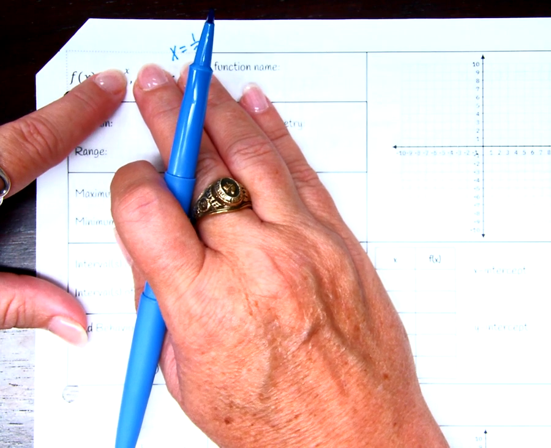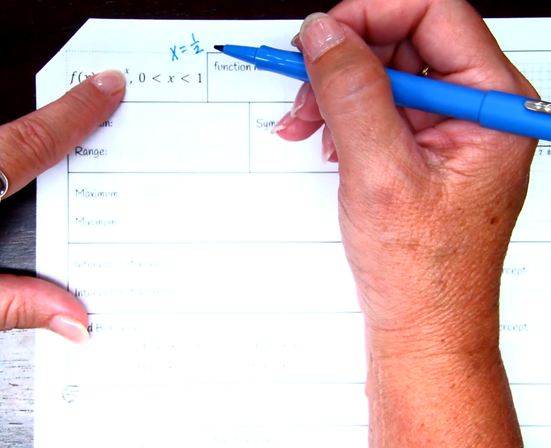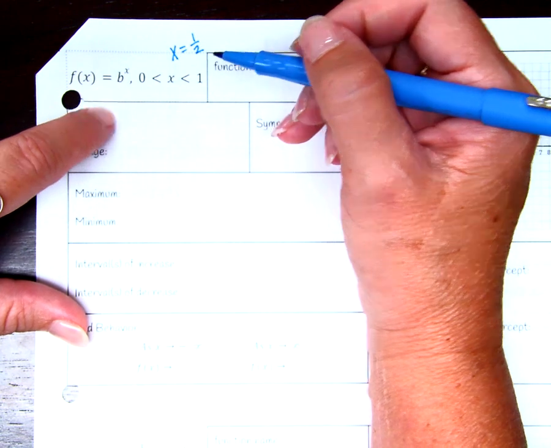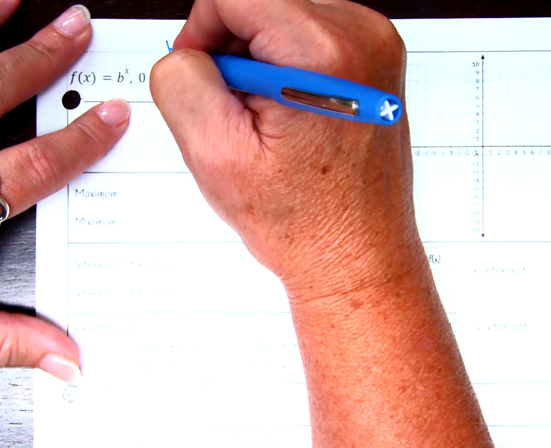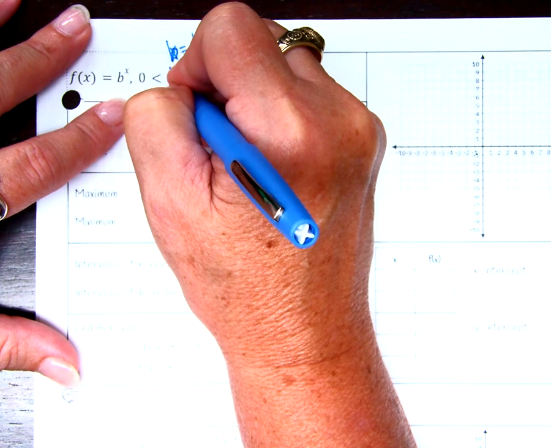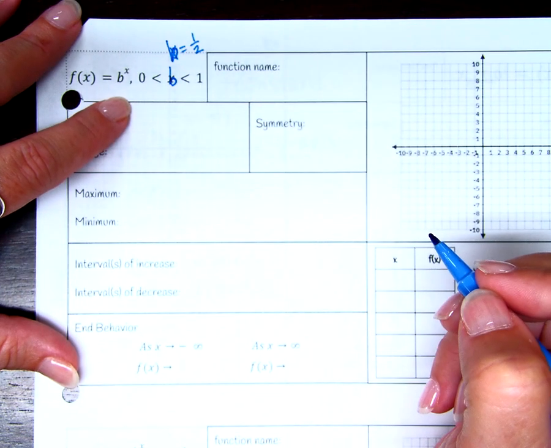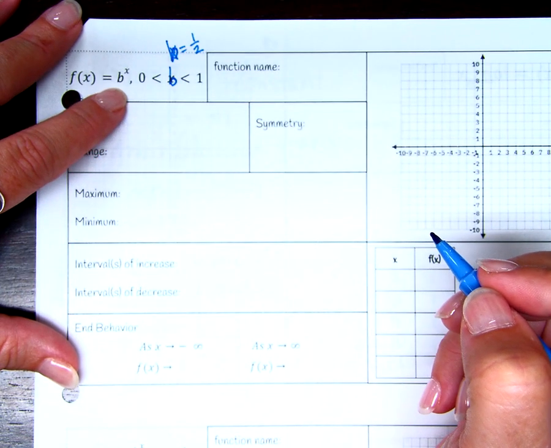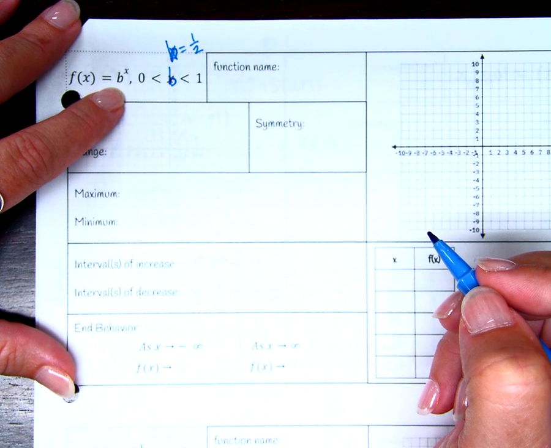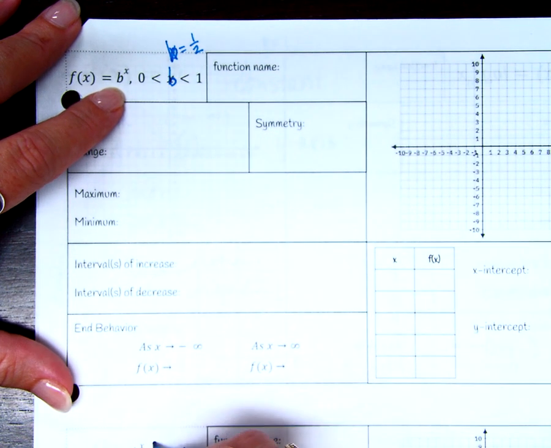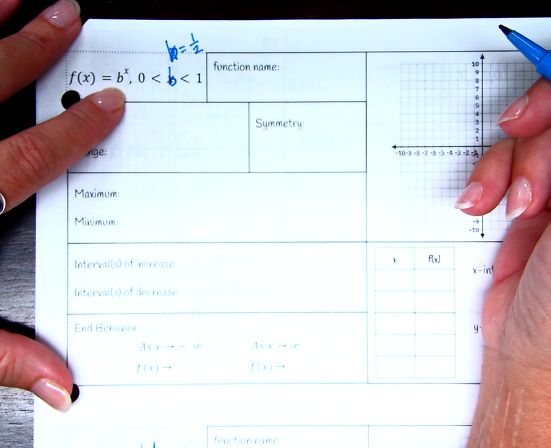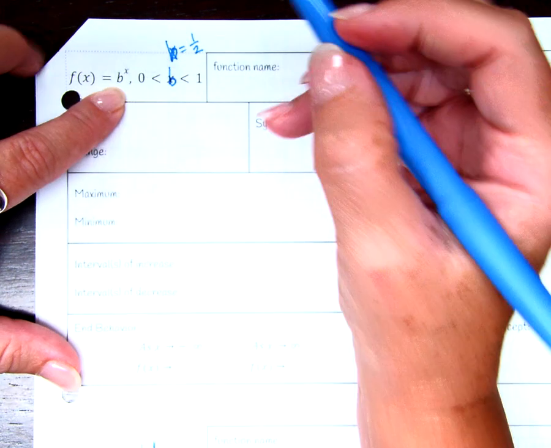Because b is not... Can I change something really quick? I just realized that when I typed this, I typed it wrong. Can I fix it? Okay, this should be a b, and this should be a b. Sorry about that. Okay, is it fixed? Okay.